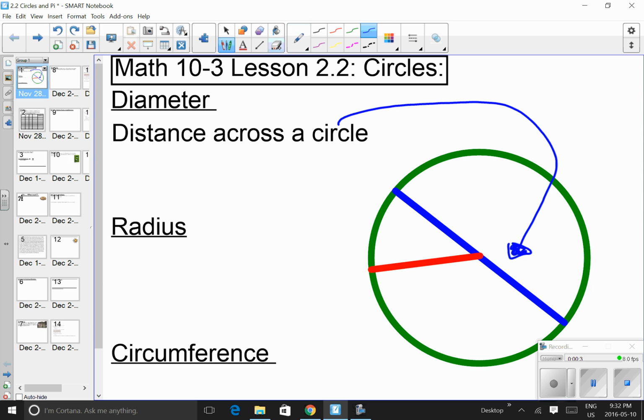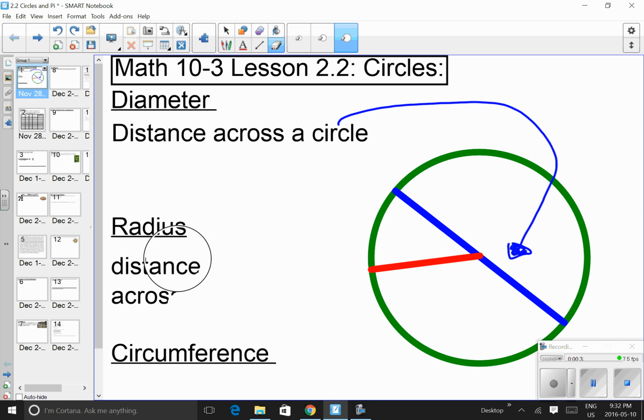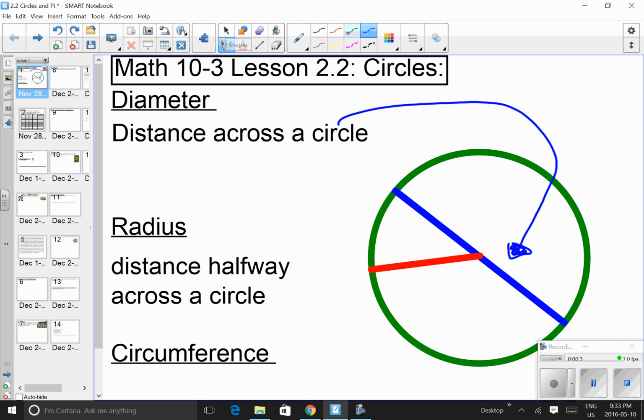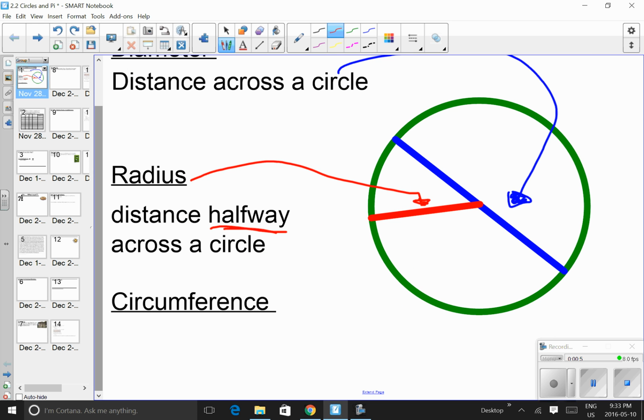Whereas the radius is the distance halfway across the circle, this red line here. If you ever get mixed up between diameter and radius, radius is a shorter word, so it should be the shorter distance.